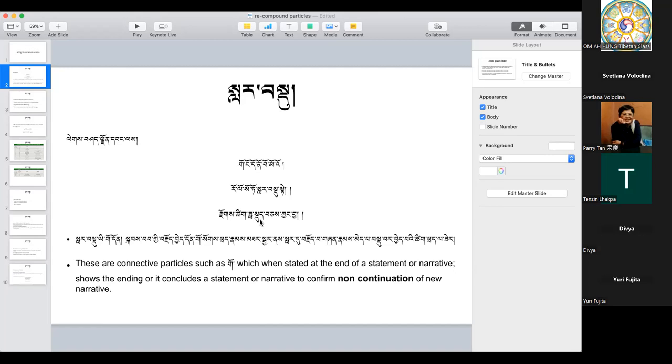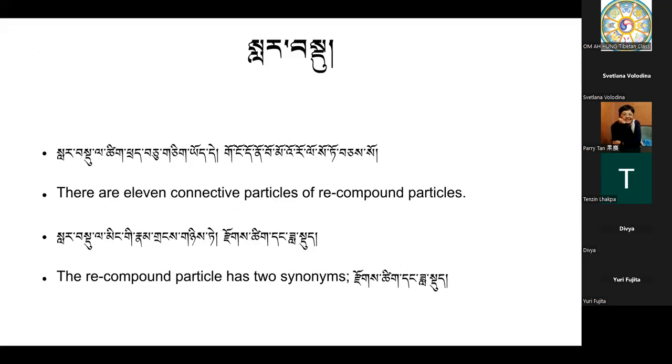So Lerdu can also be known as Dadu or Dzogtsi. Lerdu as recompound, Dzogtsi as completion word, and Dadu as conclusion of narrative. So all of these are similar, the same meaning but different names. Okay, so continuing.